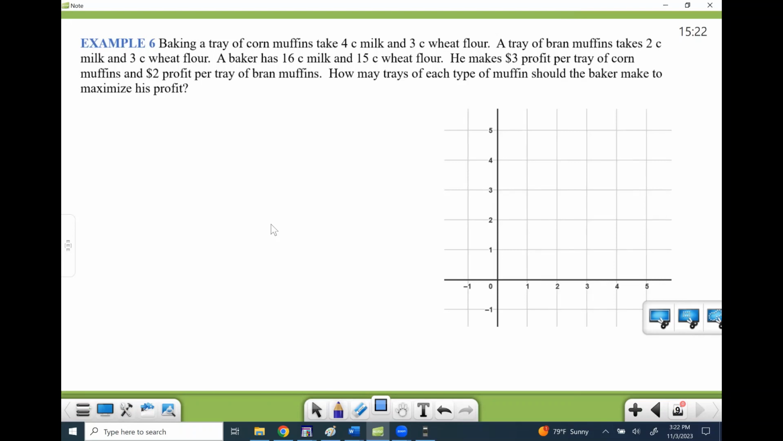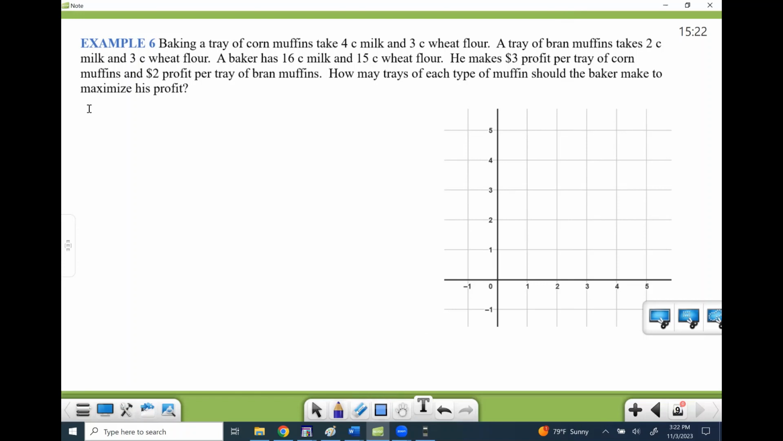Baking a tray of corn muffins takes 4 cups of milk and 3 cups of wheat flour. A tray of bran muffins takes 2 cups of milk and 3 cups of wheat flour. A baker has 16 cups of milk and 15 cups of wheat flour. He makes $3 profit per tray of corn muffins and $2 profit per tray of bran muffins. How many trays of each type of muffin should be made in order for the baker to maximize his profit?